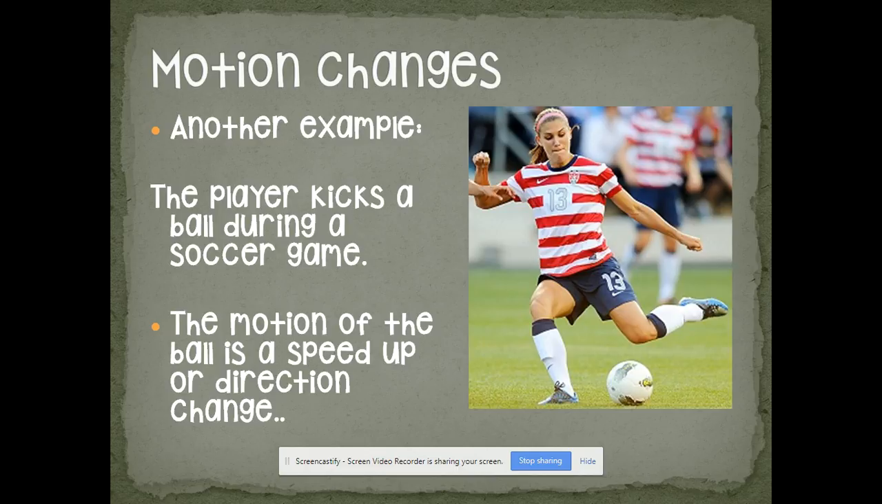Now, when this girl kicks this ball, she is adding force to that ball to get it to move. She is speeding up that ball so that it moves away from its opponent. By applying that force to the ball in that kick, she speeds up the ball. Or if she kicks it to the left or the right or behind her, she is changing its direction.